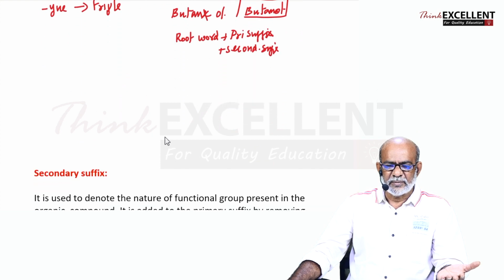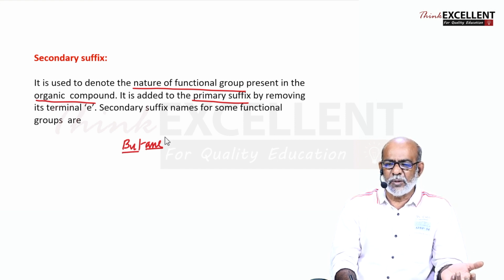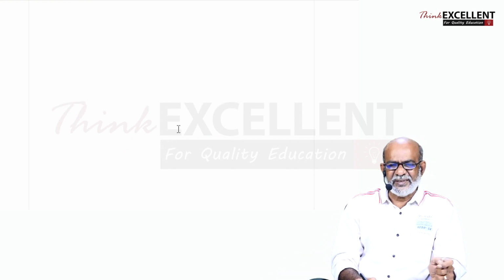Next, the secondary suffix is used to denote the nature of the functional group present in the organic compound. It is added to the primary suffix. As I told you, this is butane. Here but is the root word and ane is the primary suffix, that is single bond. By removing its terminal E, I cut the E. The secondary suffix name for some functional groups is given. Just now we saw the example of alcohol, for that OL, so the correct name is butanol. I will give you suffix names for some functional groups.